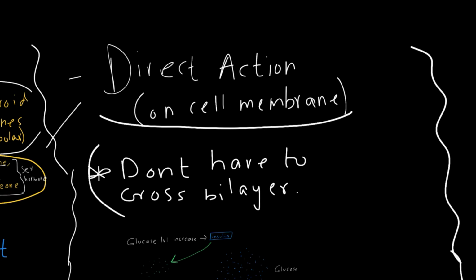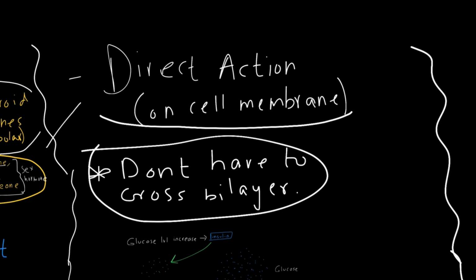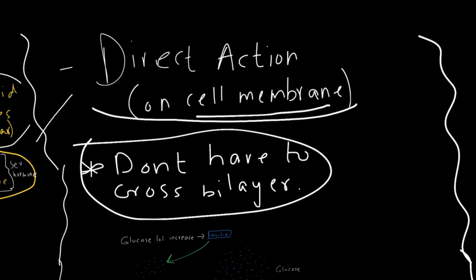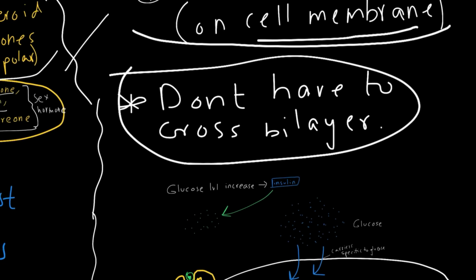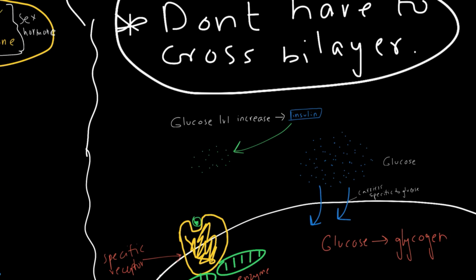The next case is direct action on the cell membrane. These do not have to cross the bilayer as they are acting on the cell membrane, as I mentioned. So for example, these types of hormones act on the cell membrane and are received by specific receptors, which I'll show as we proceed. And these specific receptors can even act as membrane-bound enzymes. As a result, those enzymes can be released inside the cell, which further on stimulate a final response, right?